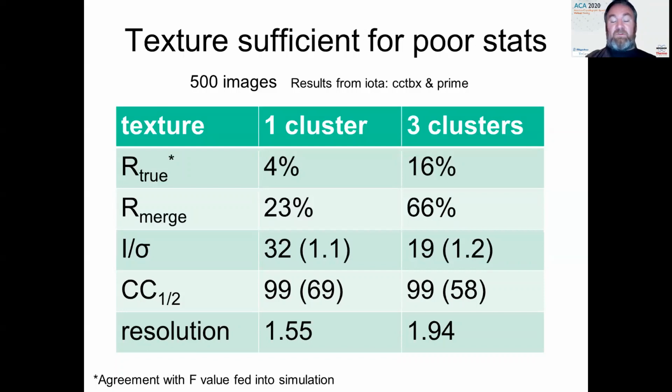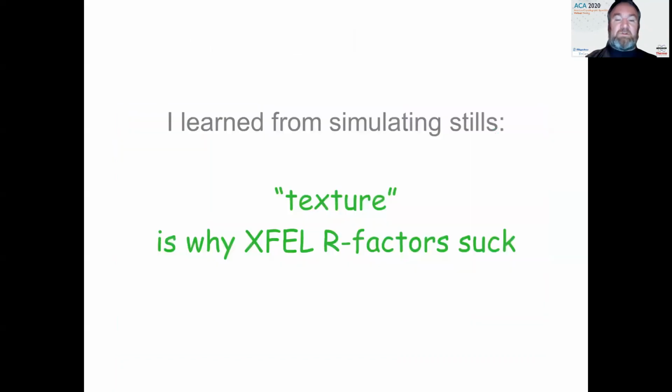And in fact, I think this almost completely explains the larger R factors we see from processing stills data. This doesn't mean stills are bad. Stills are actually theoretically the best way to collect data because they have the highest signal to background ratio. There's no background accumulation with rotation, etc. But I think the way forward with data processing is that texture and modeling texture is what we really need to do next.